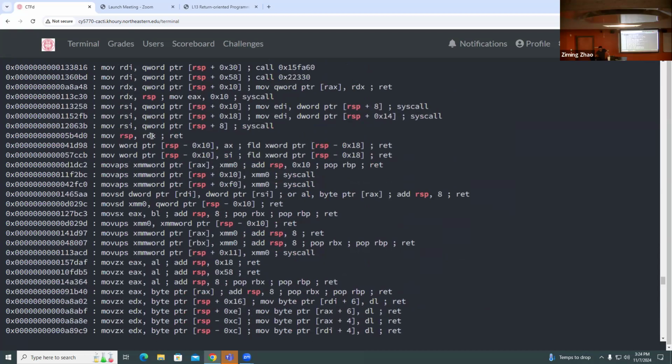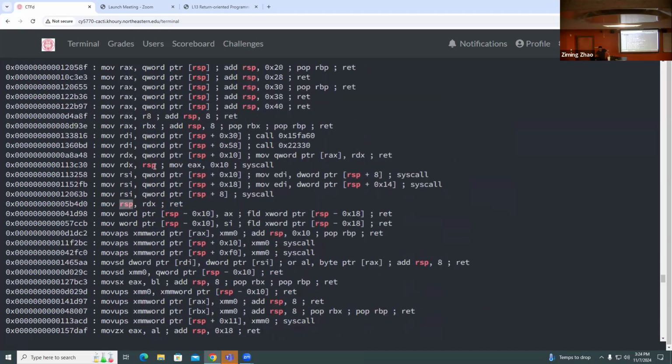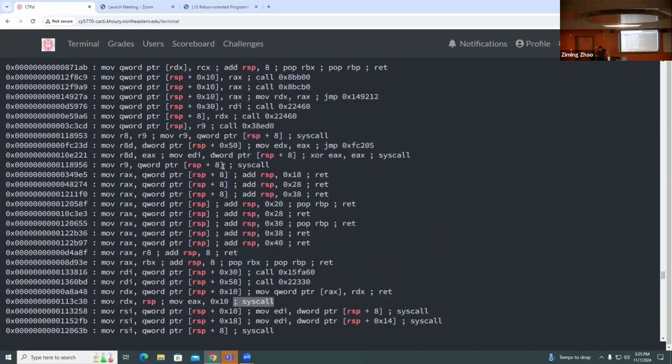So here we have a RDX to RSP. Oh, here we actually have one. However, this one ends with syscall. So that's tricky. This one doesn't end with a return. We need to find one that ends with return.